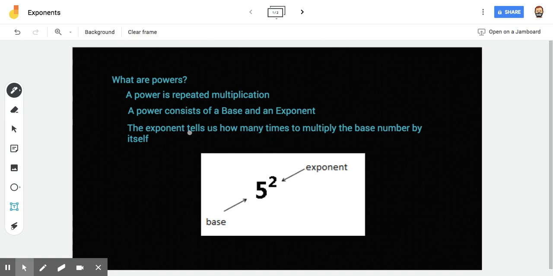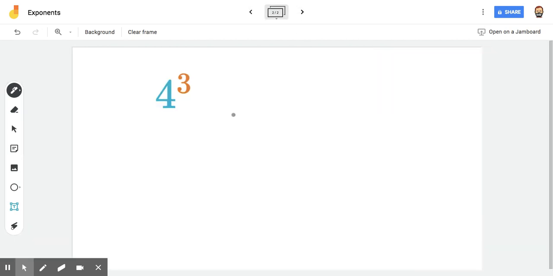The exponent is what tells us how many times to multiply the base number by itself. So in this case, we would take 5 and we would multiply it by itself 2 times. Okay, let's get a little bit better picture of what that would look like. Here we have a power. We have 4 to the power of 3.